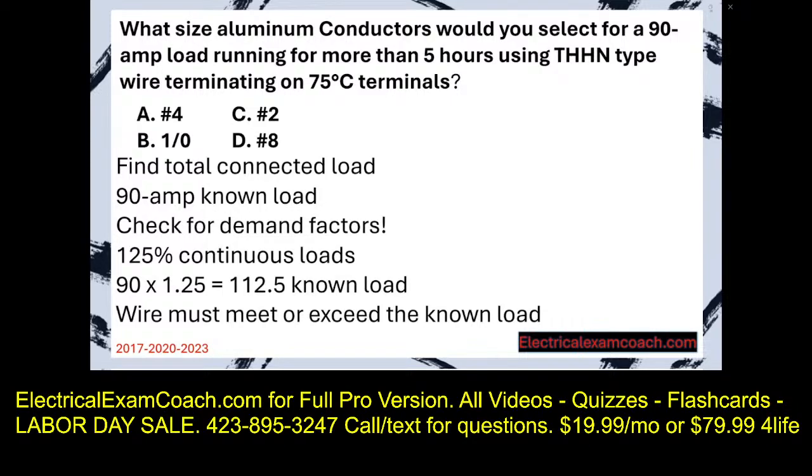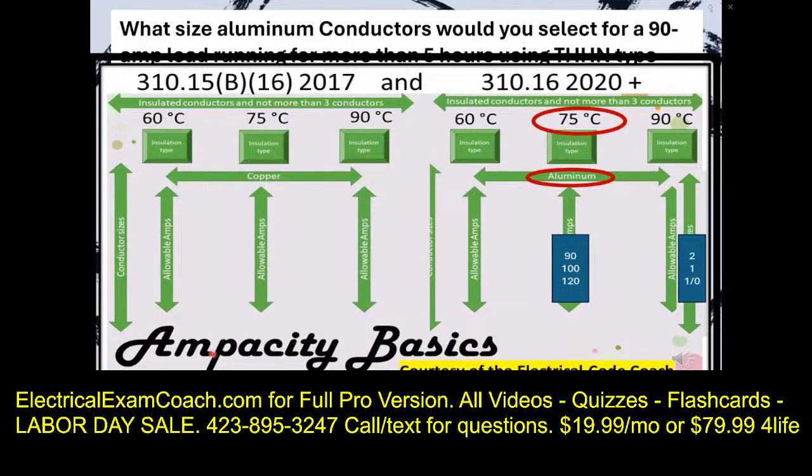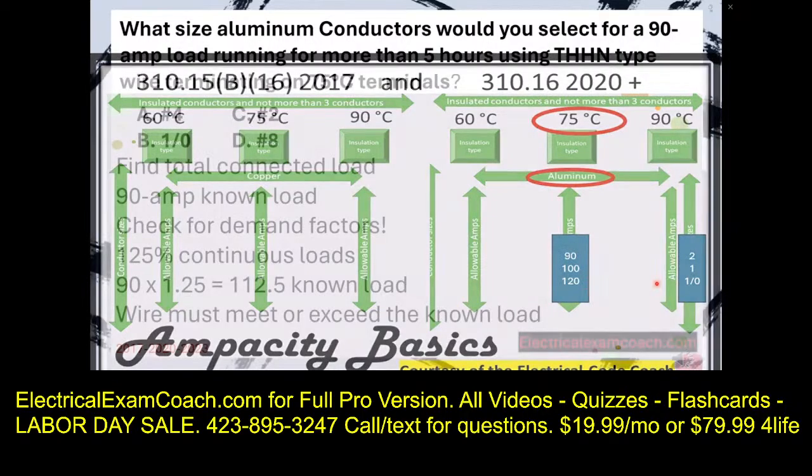We head to our primary ampacity table, but this time we have to be careful because they are wanting aluminum conductors. So we're actually going to start on the right-hand side of this table. We're in the 75 degree C column. We come down and we find a wire that meets or exceeds the known load, and we find out that it needs to be on a 1/0.